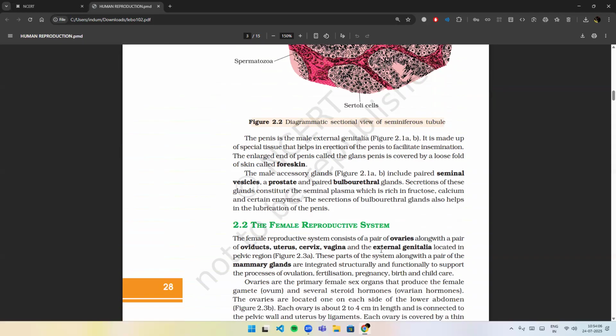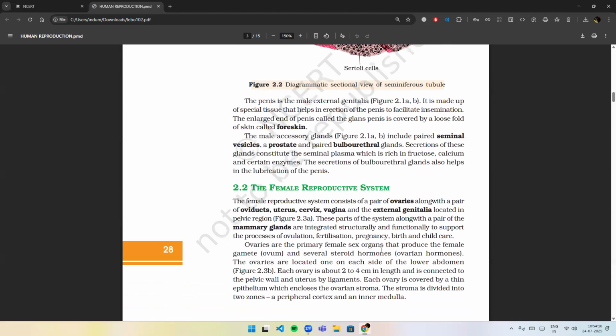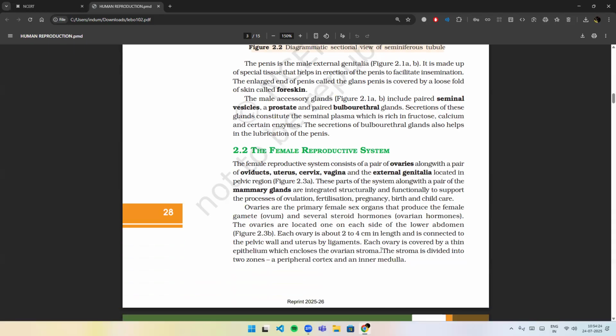The male accessory glands include paired seminal vesicles, a prostate, and paired bulbourethral glands. Secretions of these glands constitute the seminal plasma, which is rich in fructose, calcium, and other enzymes. The secretions of bulbourethral glands also help in the lubrication of the penis.